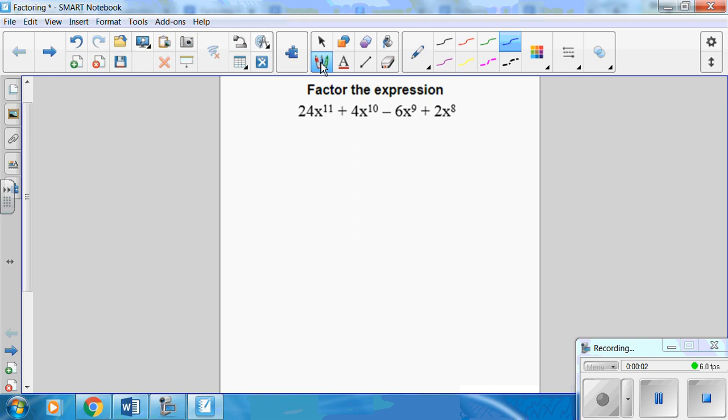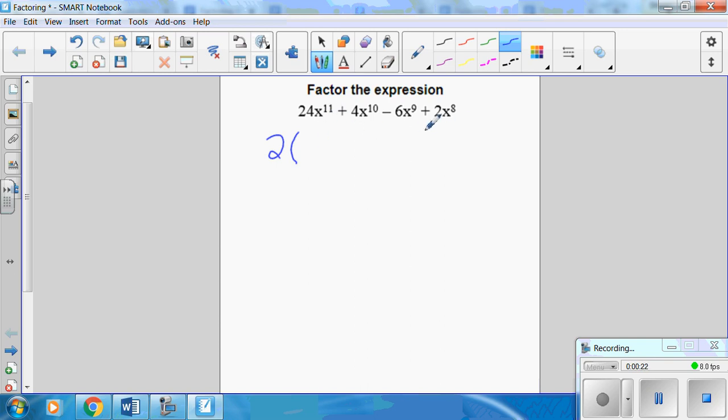Anytime we factor, we want to look for a greatest common factor, something we can divide out of all the terms. So let's do that here. 24, 4, 6, and 2. We can divide out a 2 from all those numbers, all the coefficients there. And then we have x in all four terms.